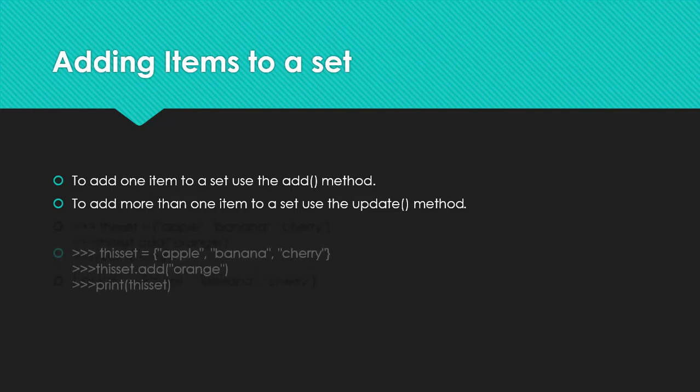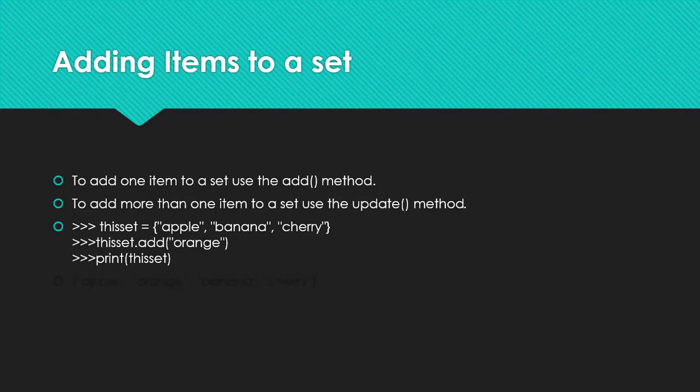So let us see the add method first. I have taken a set equal to apple, banana, cherry. Then this set dot add, and inside the parentheses I'll pass the item that I want to add to my set. Then I simply print it. Apple, orange, banana, cherry is printed. You can observe that orange is placed randomly inside the set. It is not at the beginning, it is not at the end. It has been added randomly, not at any particular index, because there is no concept of indexing inside a set. So that's how we use the add method.